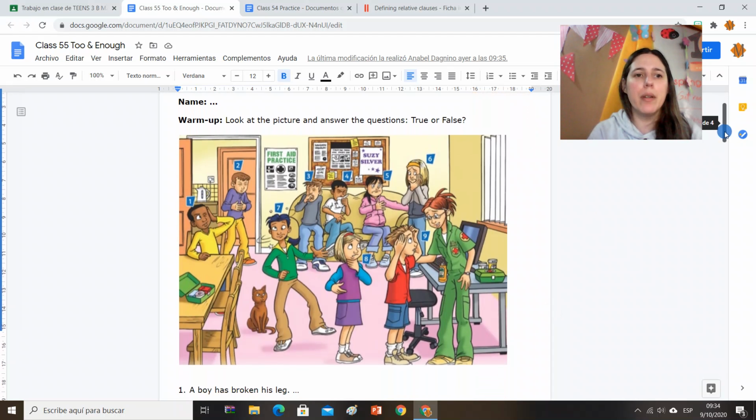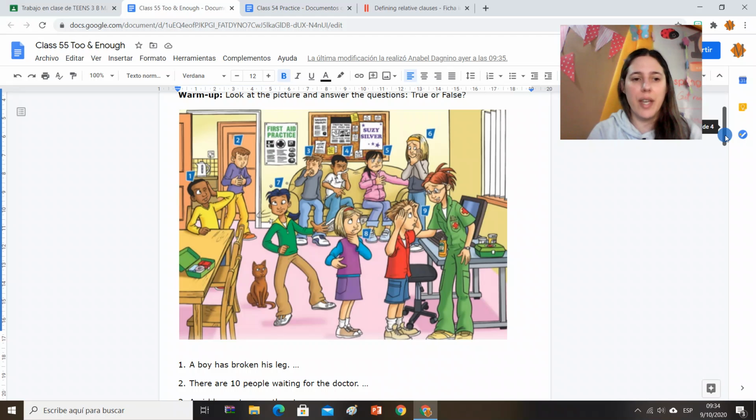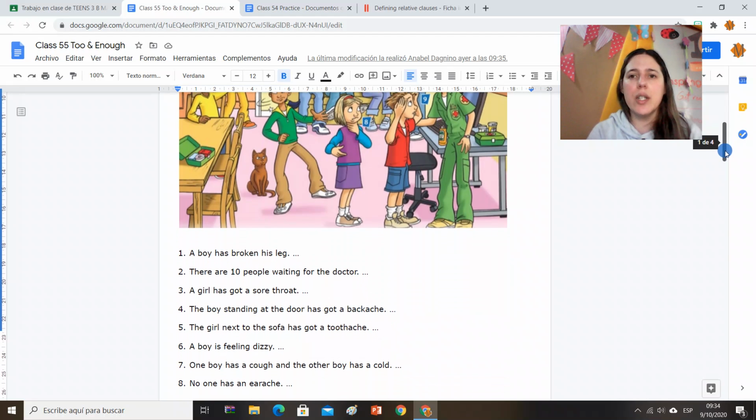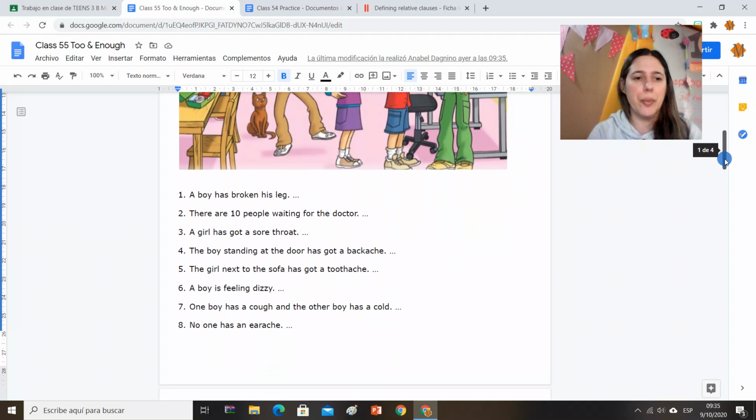In the warm-up, look at the picture and answer the questions true or false. Okay? So, here you have vocabulary related to medicine, illnesses. Vamos a ver ese tipo de vocabulario.